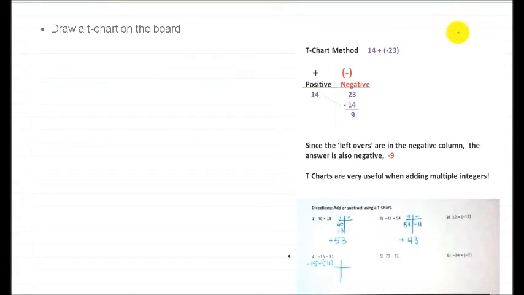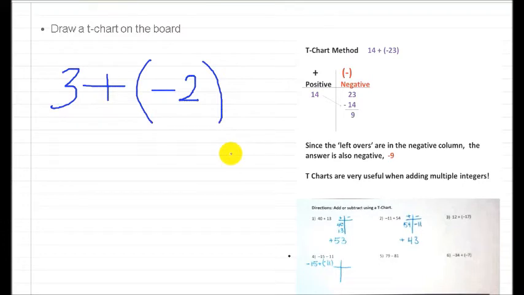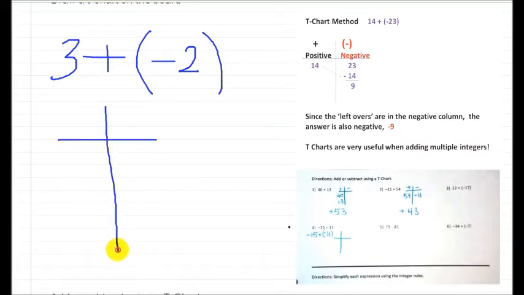I'm going now to explain the T-chart method. Okay? For example, 3 plus minus 2. I draw a T chart, I put plus in the first column and minus in the second column. The sign of number 3 is positive, I put 3 here. And the sign of the number 2 is minus, I put 2 here. After that, 3 minus 2 equals 1.